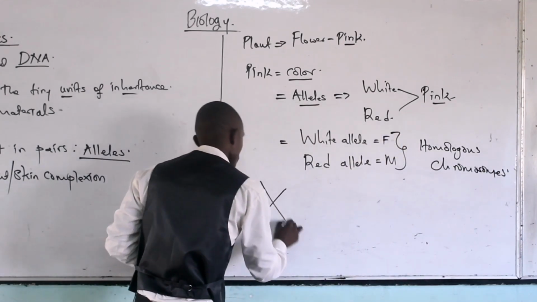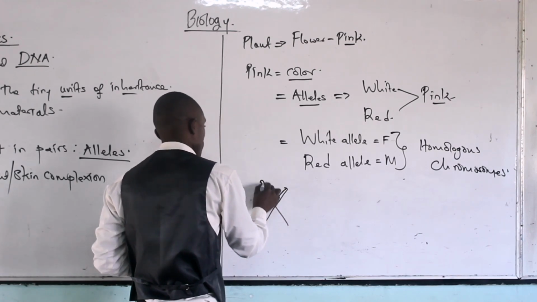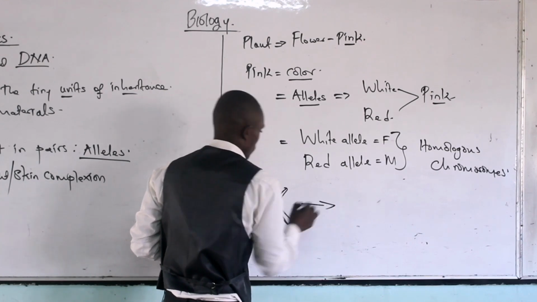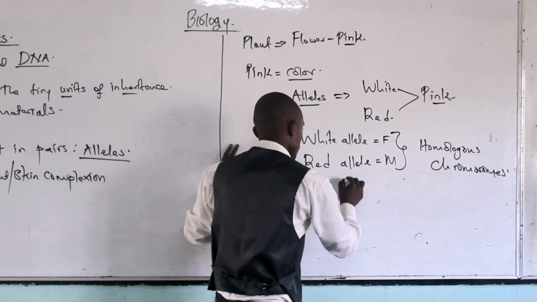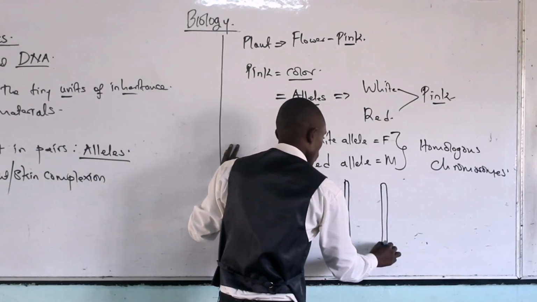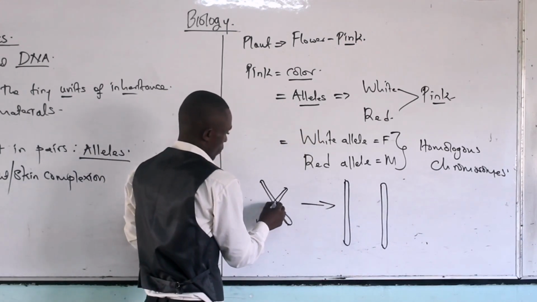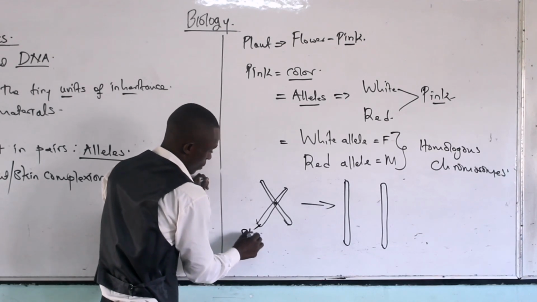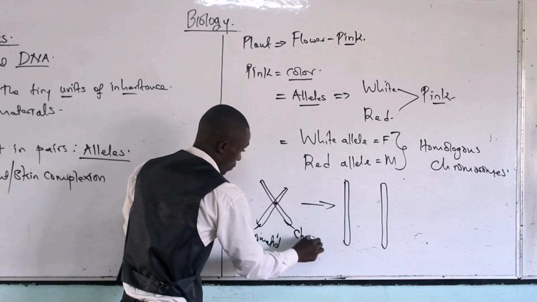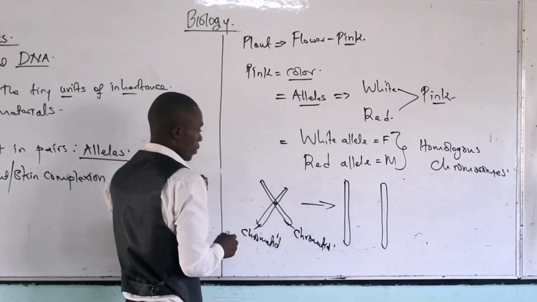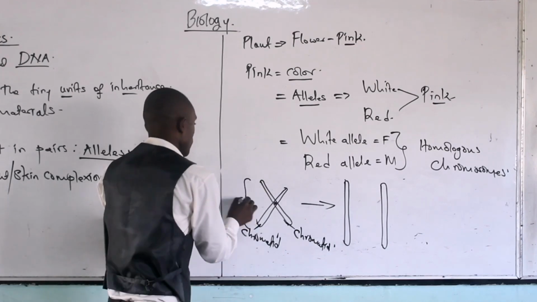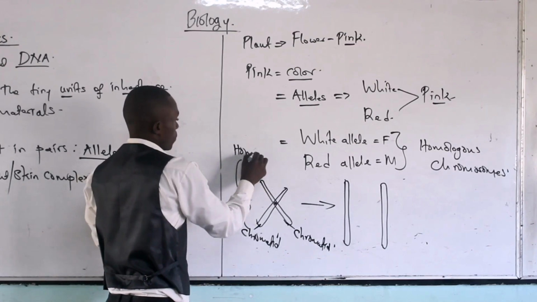This one is a homologous chromosome. Remember in our previous topic, we talked about how genes are found on the locus. So if I was to do it like this, this one is a chromatid. Also this one is a chromatid. So I want you to understand this one is a homologous chromosome.